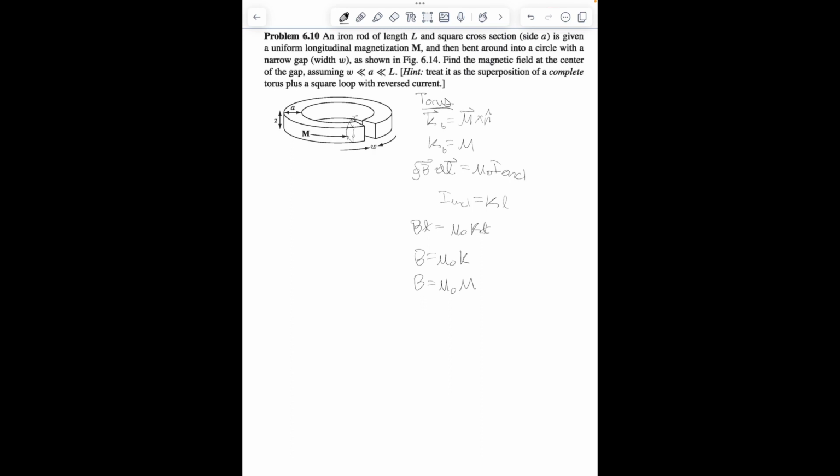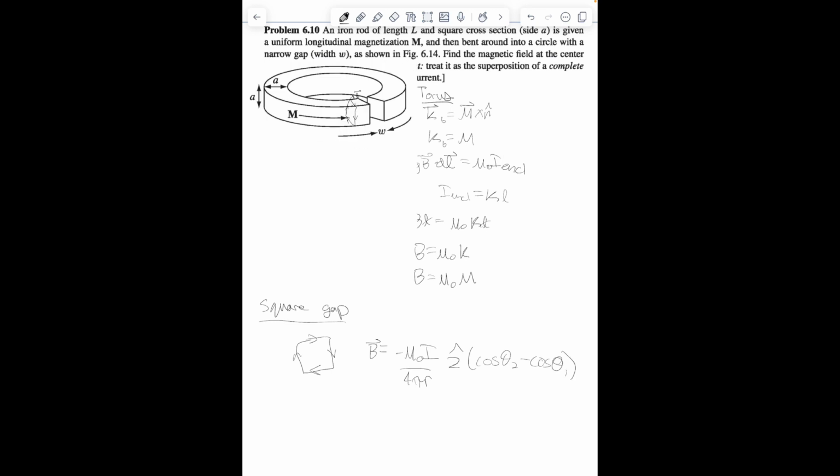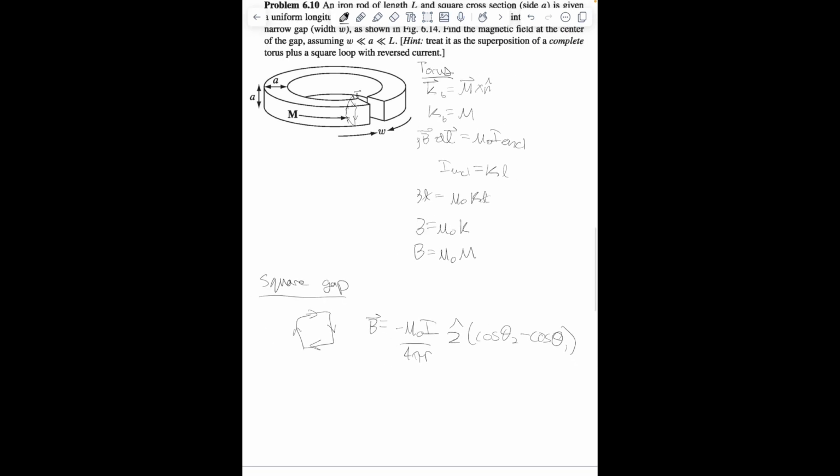Now for the second part, the square part, we basically picture it as a square with the current going like this. We're going to use the equation for the magnetic field around a straight wire, which is B equals negative mu naught I over 4 pi r, z hat, times cosine of theta 2 minus cosine of theta 1. Now, in this case, our theta 1 and our theta 2, I'm going to draw them right here.